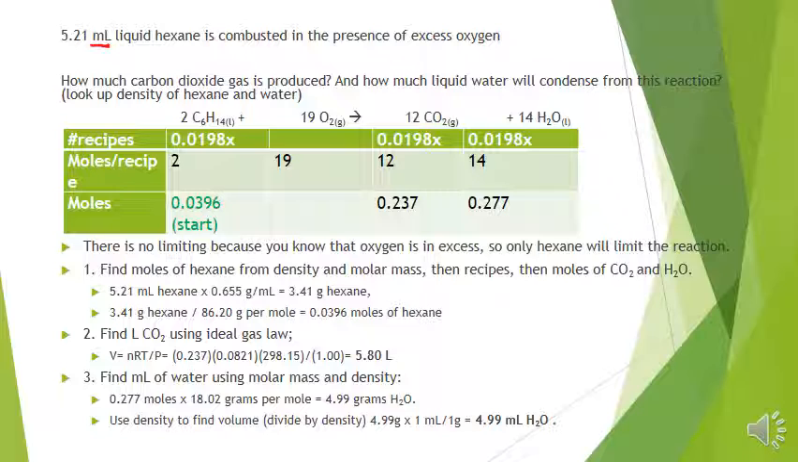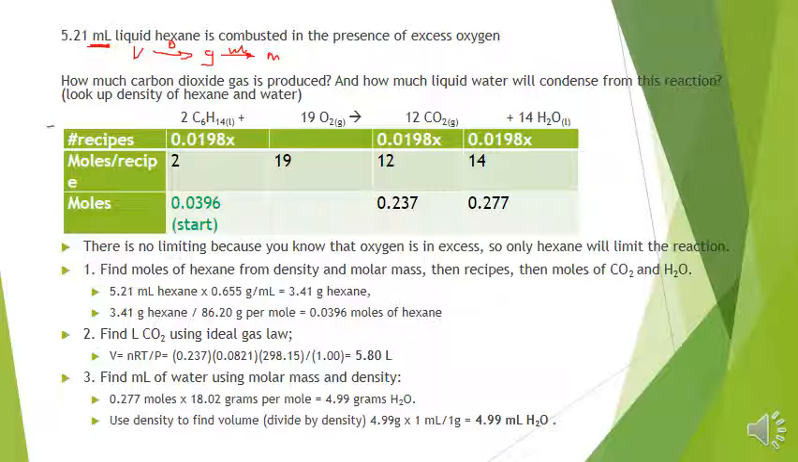So you go from volume to grams using density, and then you will go from grams to moles using molar mass. So we have to know the density of liquid hexane to figure out how many grams it is, and then from that we can figure out how many moles.